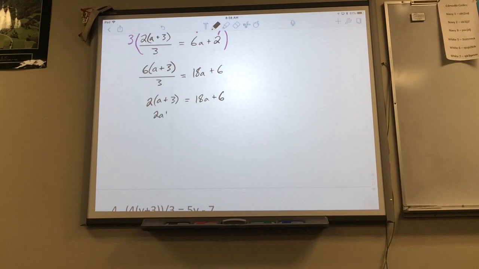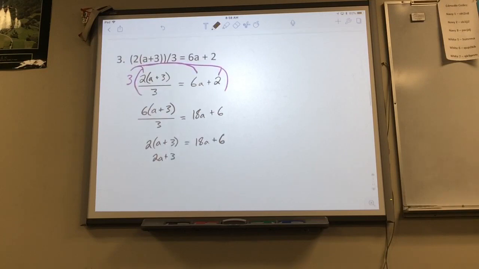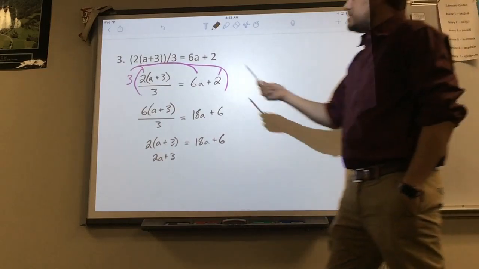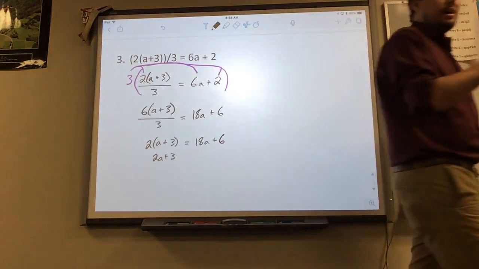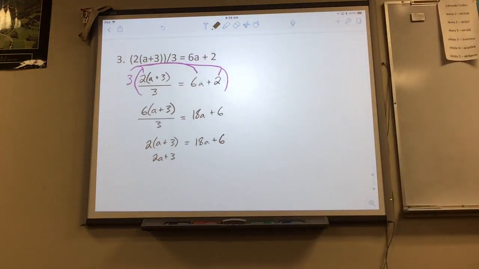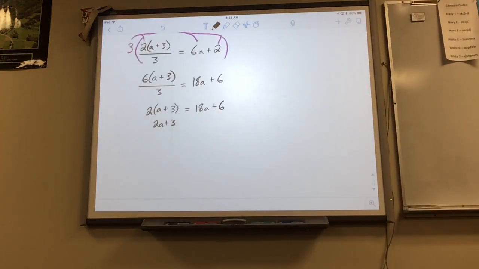Because remember, our first step is always to get rid of those fractions. So some of you wanted to distribute here. Distributing is our second step. Our first step was to get rid of fractions. I wrote that wrong. Make sure you write down 6 instead of 3 there, if you were copying me.